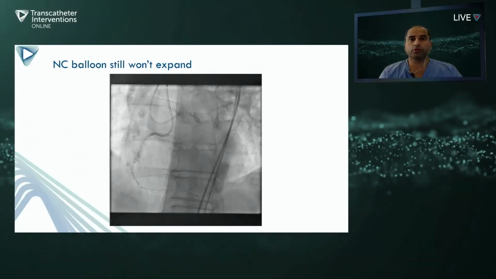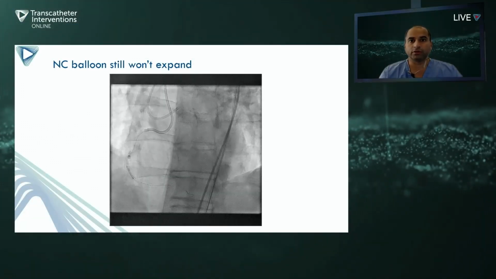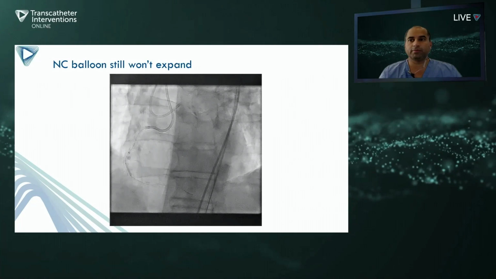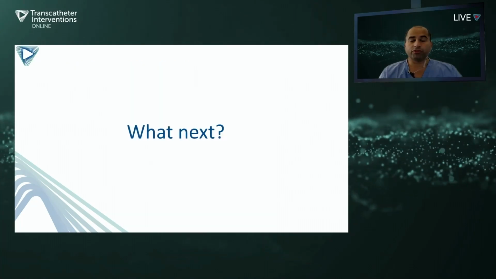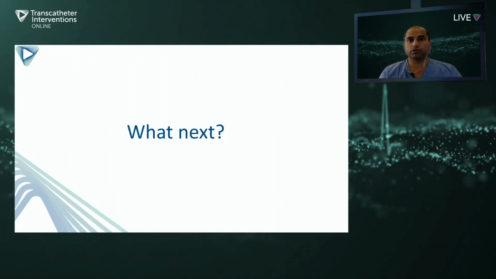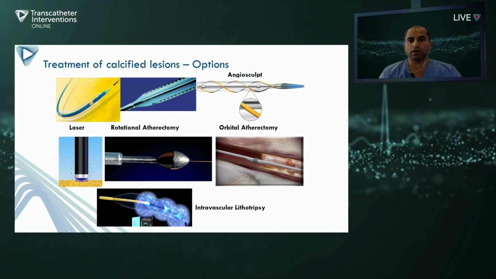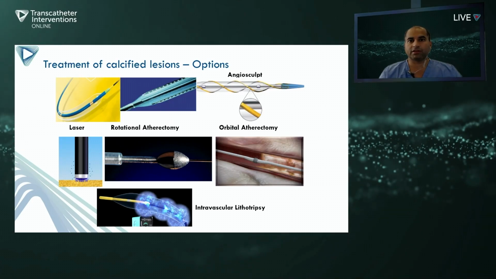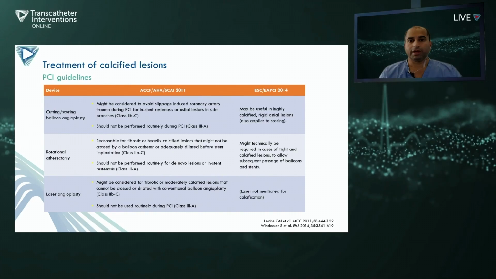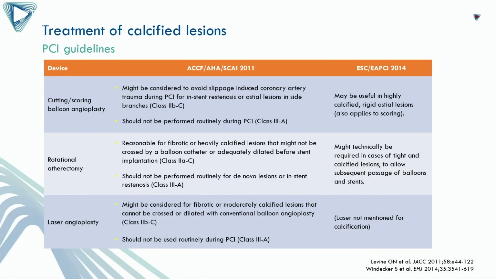Unfortunately, a balloon still wouldn't expand. So now what do you do? You've got the wire down, you've got a balloon down, but the balloon won't expand. And fortunately, there are a number of options that we can choose. There are many things, some of which we've already heard talk about, some of which are in the next talk, but I'll specifically speak to atherectomy in this particular circumstance. We have a wire down, we can swap out, and we can use atherectomy.